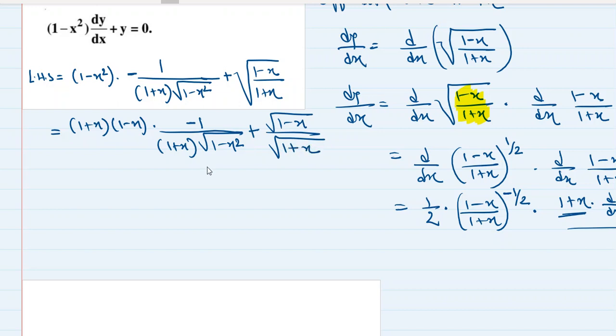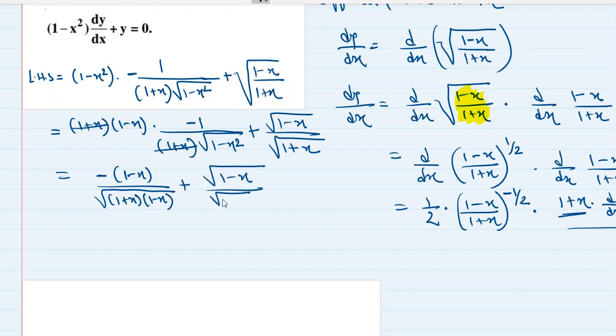Okay, I'm just separating for the sake of LCM if required. This 1 plus x will cut with this 1 plus x, and we are getting minus of 1 minus x upon under root of 1 plus x square. Now under root of 1 plus x square can be written as, see, this will become easy. Under root of 1 minus x square can be written as under root of 1 plus x into 1 minus x plus under root of 1 minus x upon under root of 1 plus x.